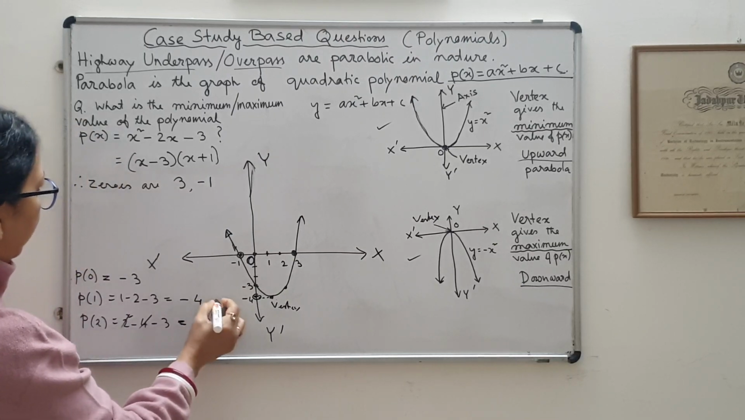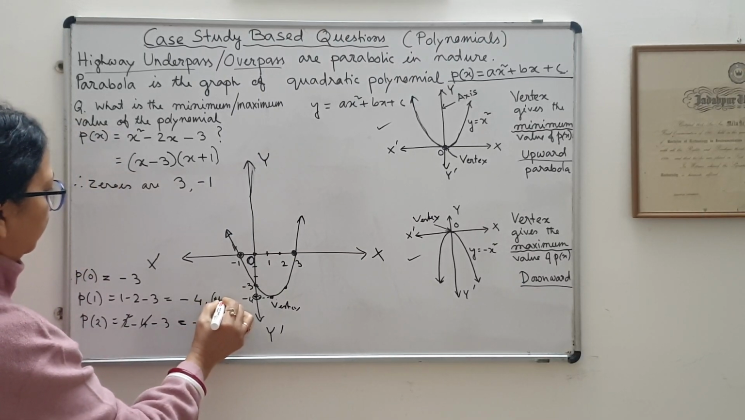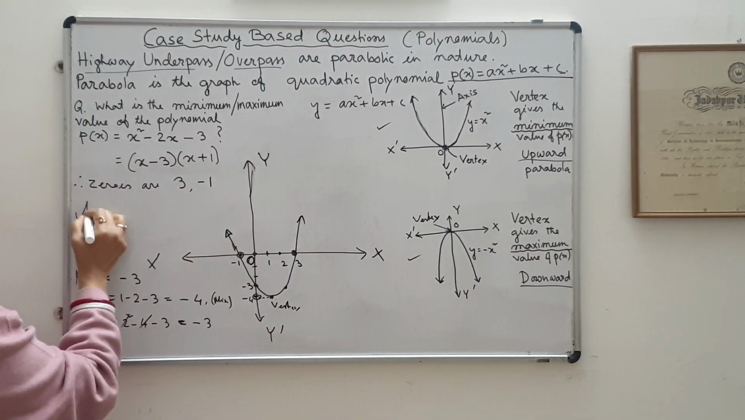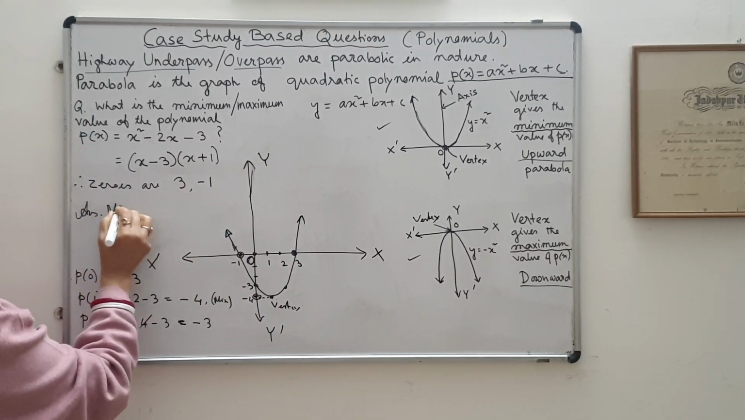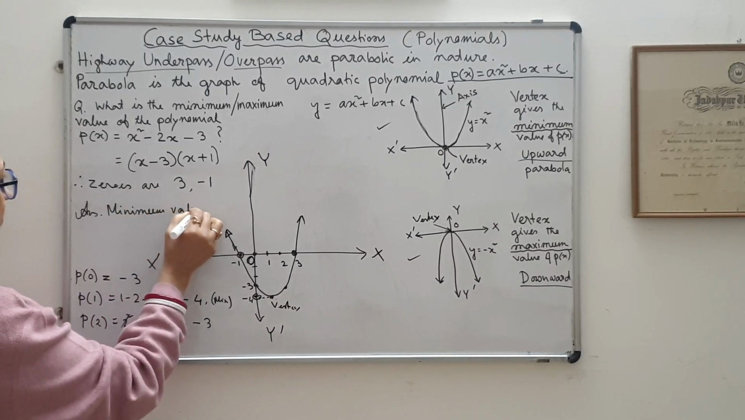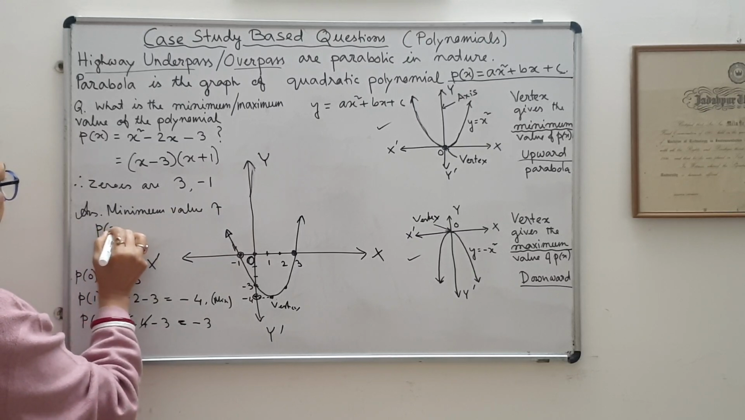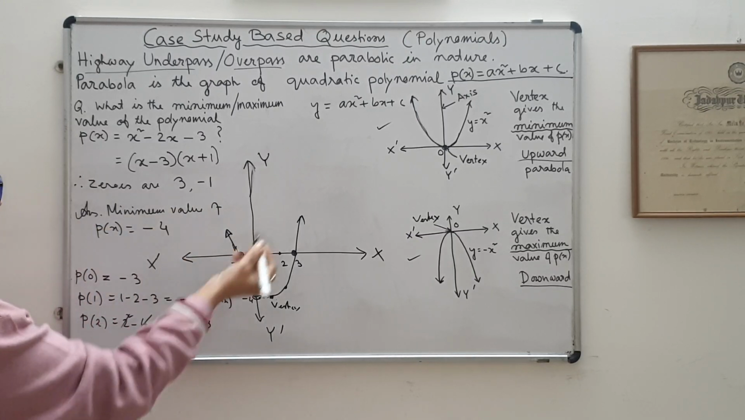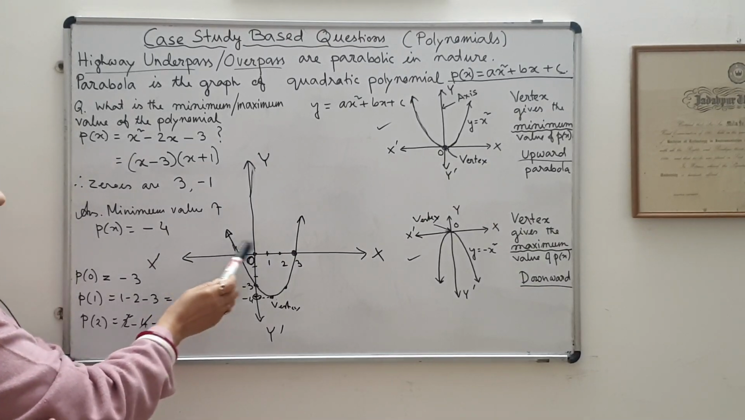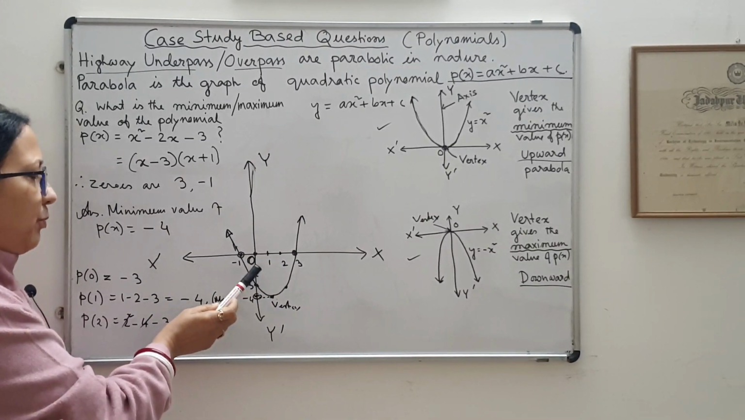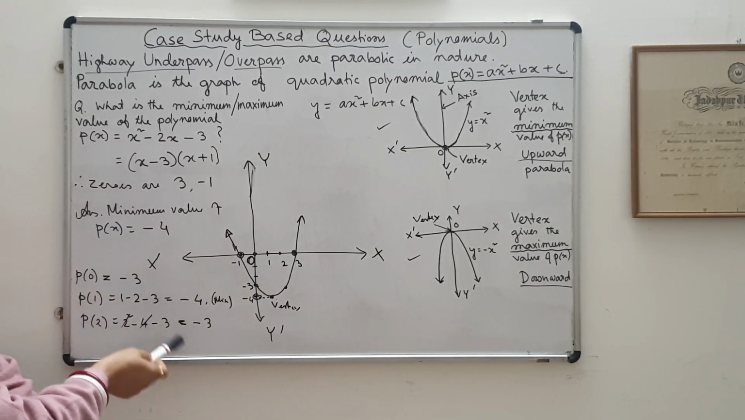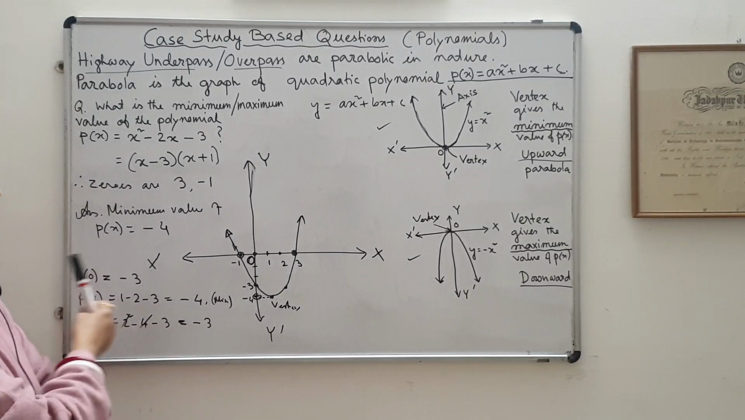So, this is your minimum. How we will write the answer: the minimum value of p(x) is minus 4. So that is the way. After locating the zeros, we find the values of the polynomial for a few intermediate points, and then we can easily find the minimum value. In this way, do this, okay?